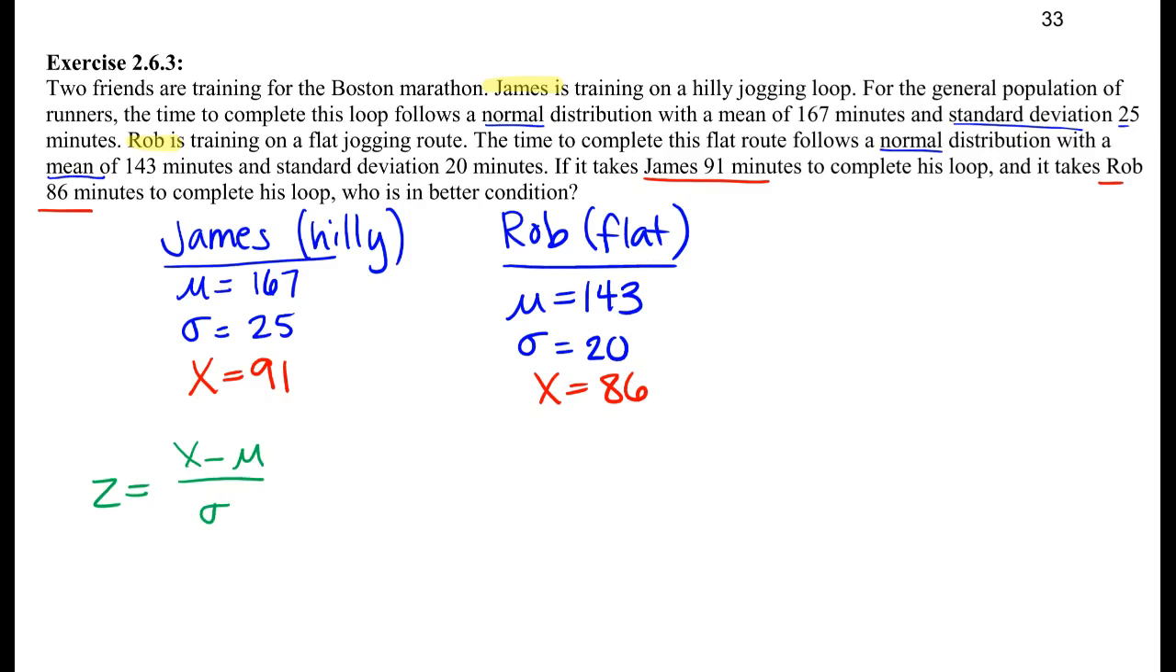So for James, and what we can do if we want to denote this for one person only is that we can put a little subscript in here. Let me erase that and just put a little j there to say that this is the z-score for James. Nice little shorthand. We'll take his observation.